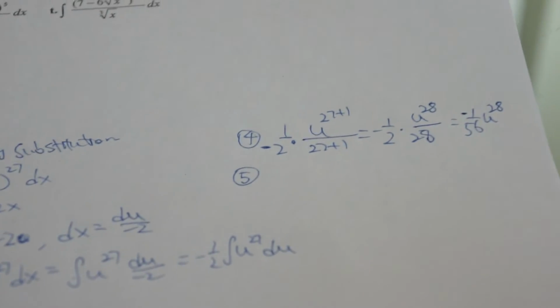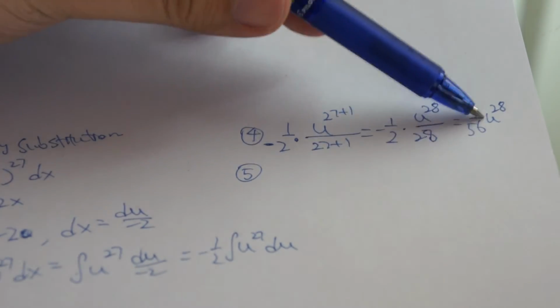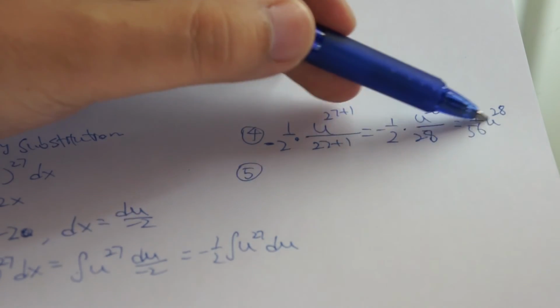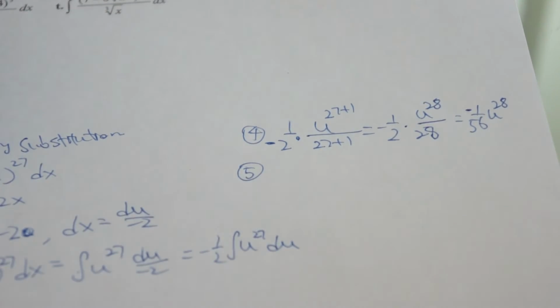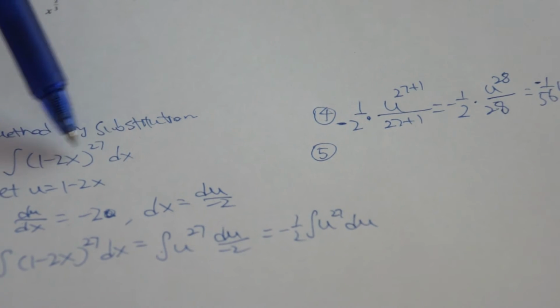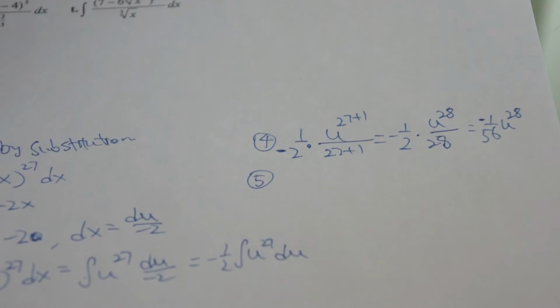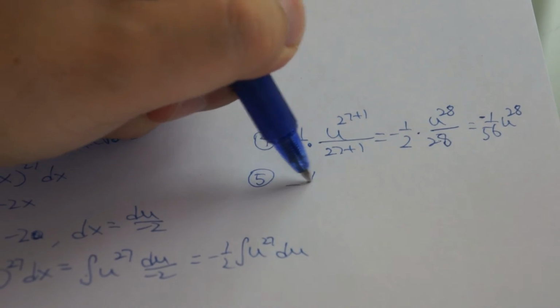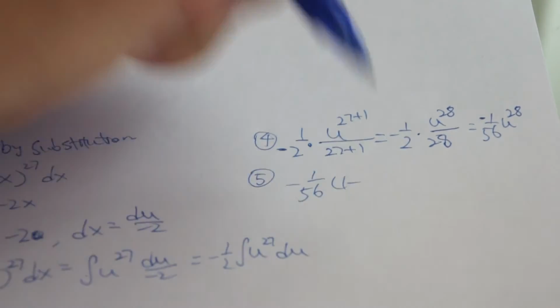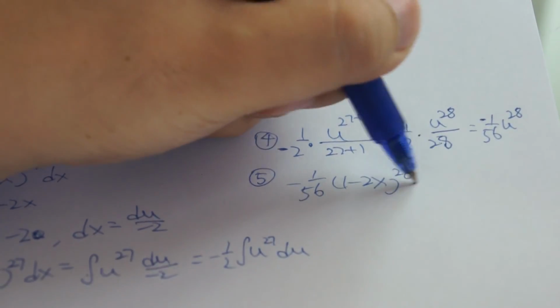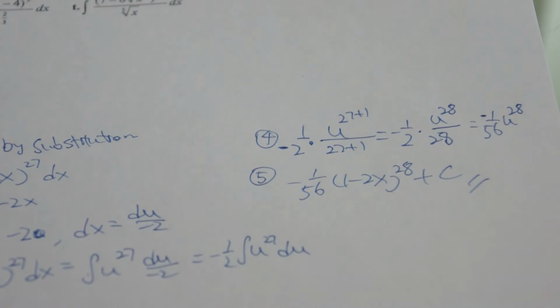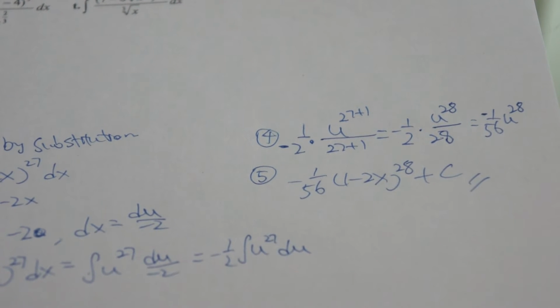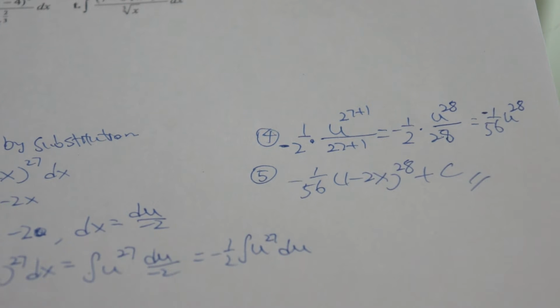Okay, so that is the answer, but remember, do not leave your answer in terms of u. You have to replace it by 1 minus 2x. So the answer should be minus 1 over 56 times (1 minus 2x) to the power of 28, and then plus c. Okay, so that is the concept for the method by substitution. And then there are some formats for the equations, so you can take a look.